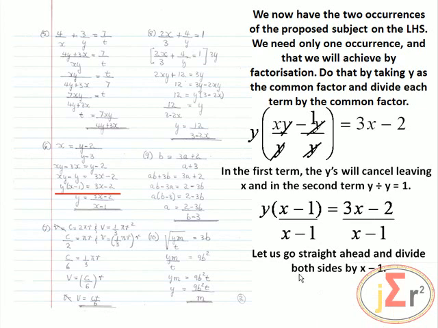There we have it. And what will happen? X minus 1 will be eliminated from the left hand side, and on the right hand side we have 3x minus 2 over x minus 1, and that is our answer.